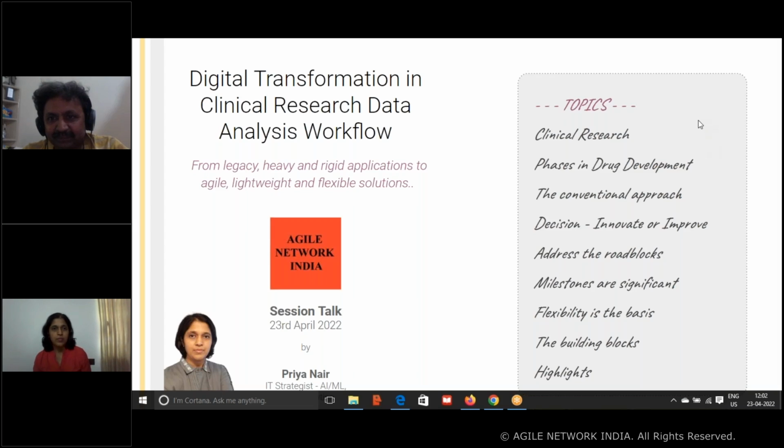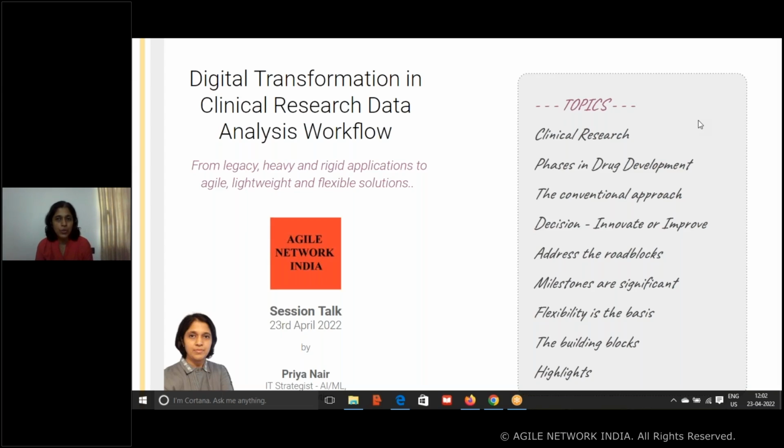Good afternoon, all. I thank Agile Network India for giving me this opportunity to share my experience with all of you today. I'm going to talk about digital transformation in clinical research domain and how we got to build this data analysis workflow onto one platform and what were the agile practices that we followed during this journey. That is what I will be talking to you today on.